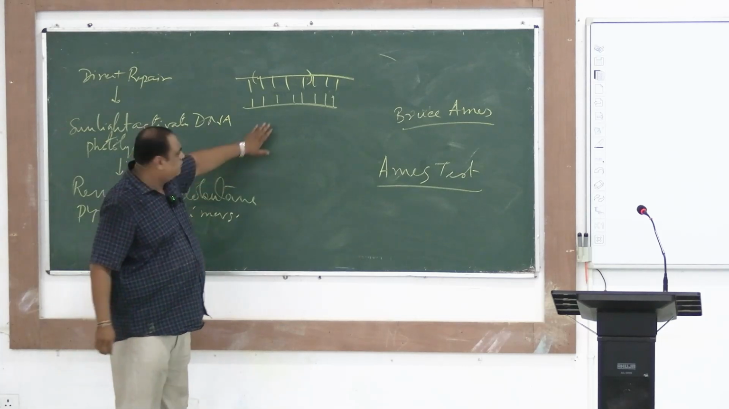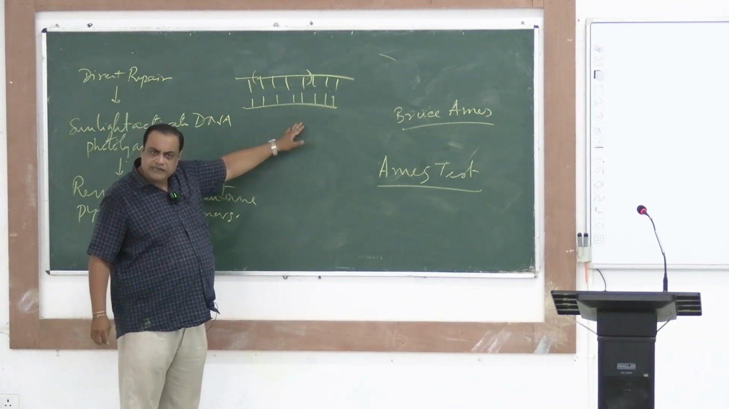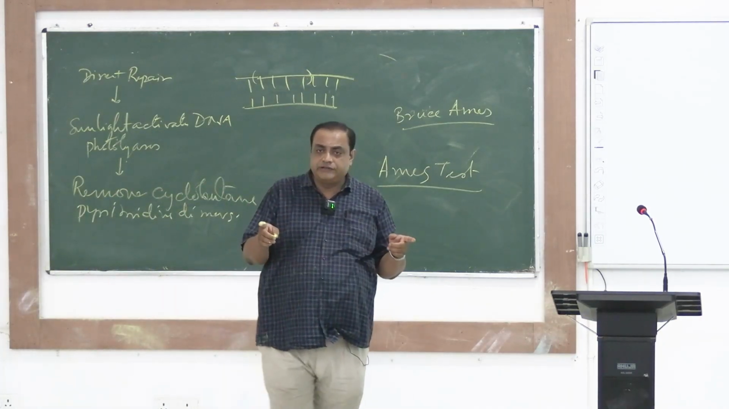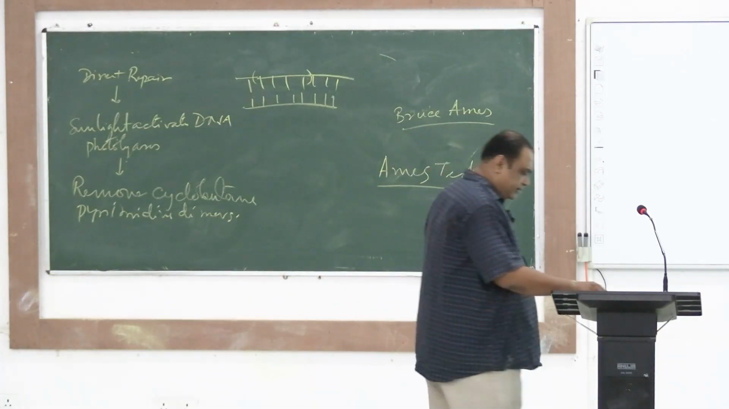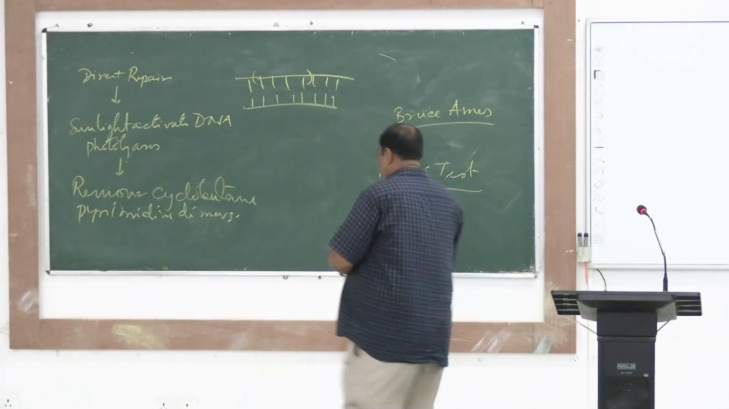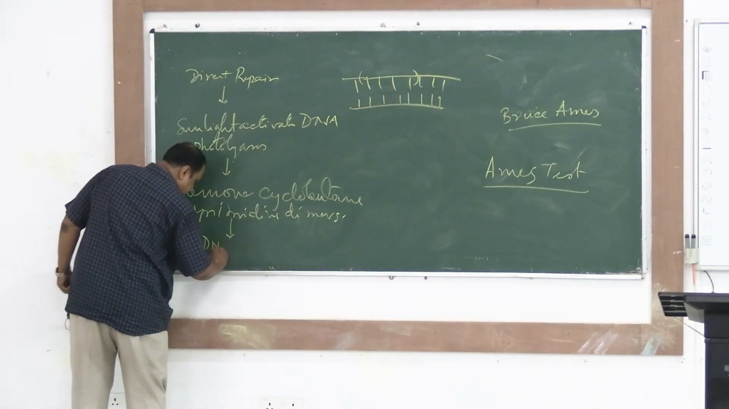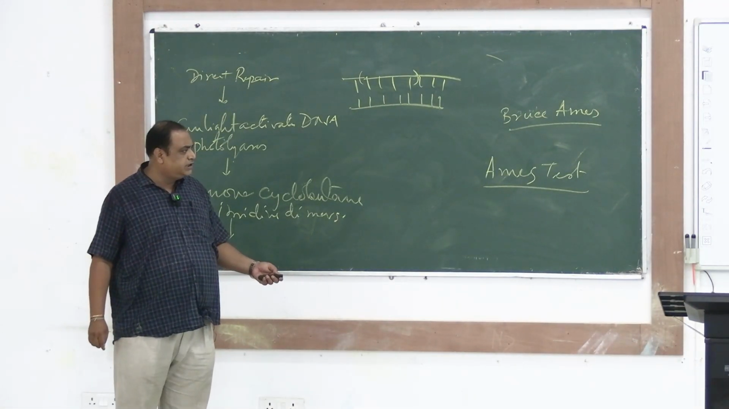We have this strand intact. This strand intact. Both the strands can be used as a template in replication. Fine. So it is removed and the DNA is back to normal.